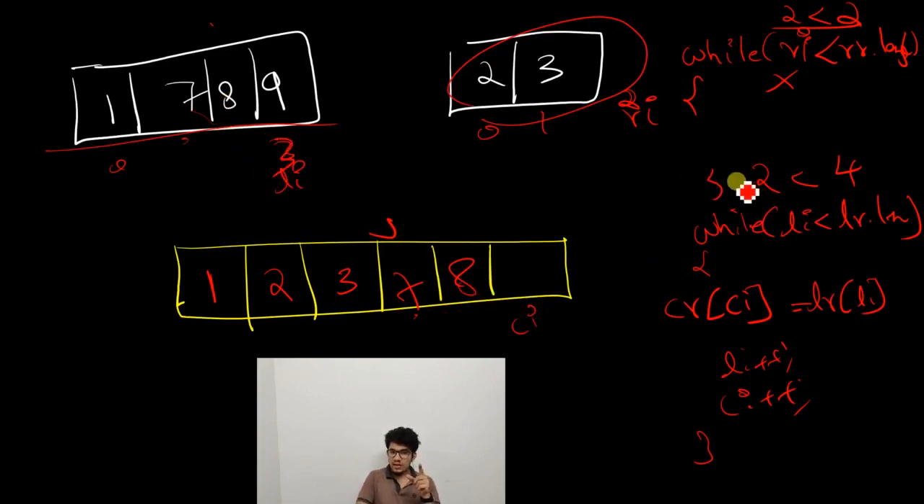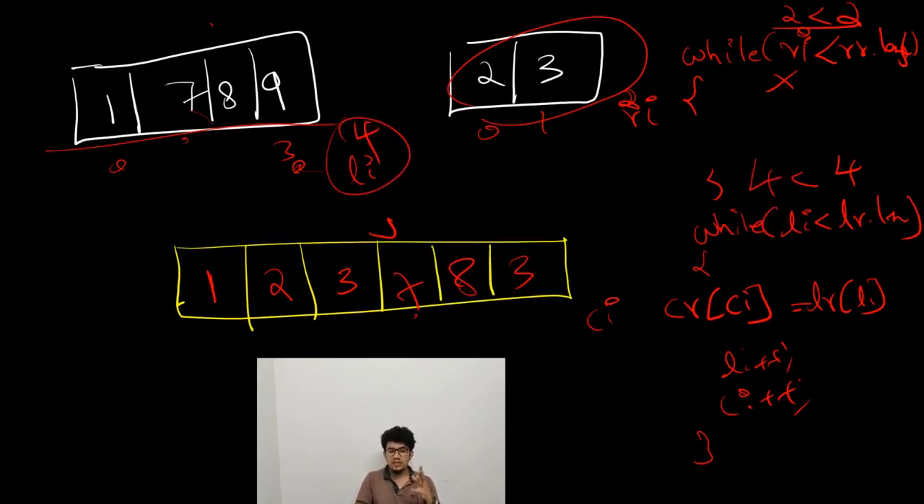What's the Li value now? 3. Is 3 less than 4? Yes. Still that array is there to copy. Then that 3 should be given here. Increment your Li to 4 and increment your Ci like this. It will check the condition. What's the Li value? 4. Is 4 less than 4? No. So I hope this concept is clear for you.